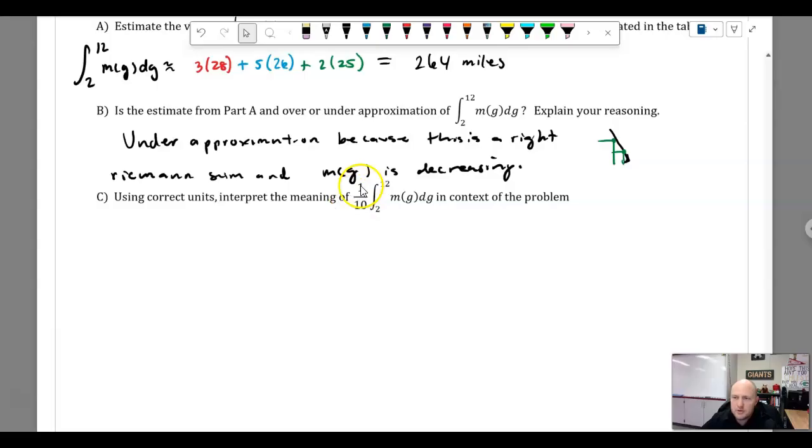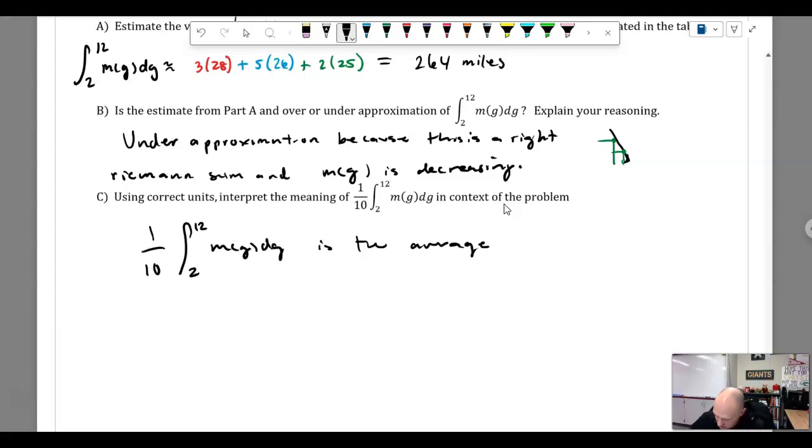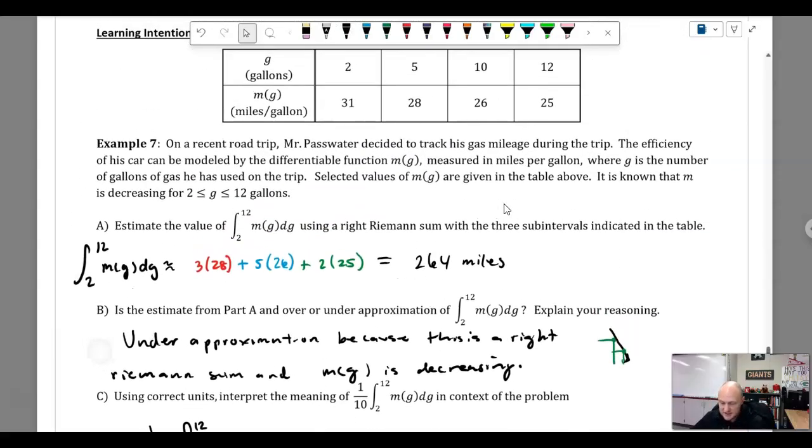Using correct units, interpret the meaning of 1/10 times the integral from 2 to 12 of m of g dg in the context of the problem. We could say 1/10 of the integral from 2 to 12 of m of g dg is the average. It's the average value of whatever m of g is, and that's his gas rate, right? Or gas efficiency, or oh my gosh, what is it called?